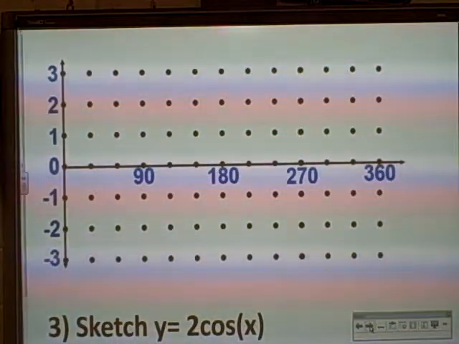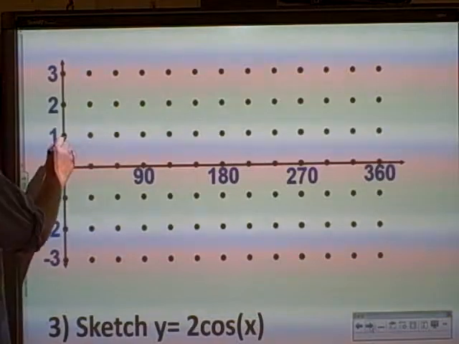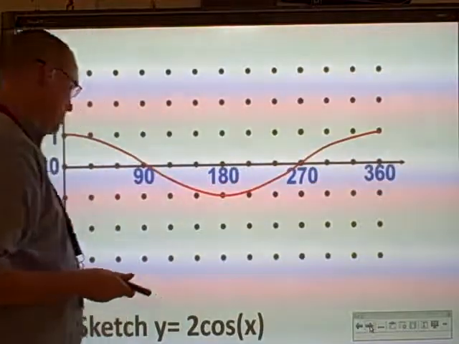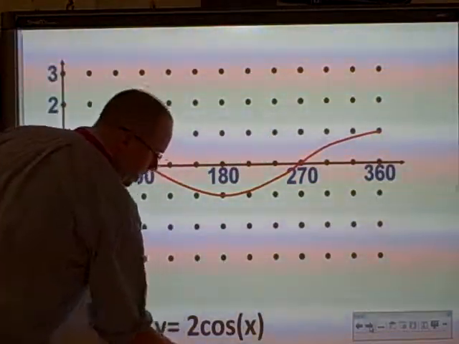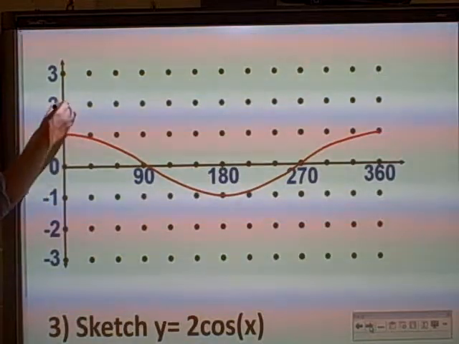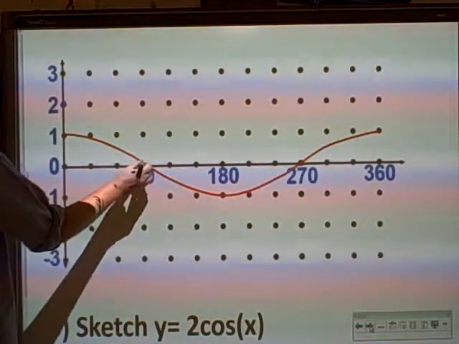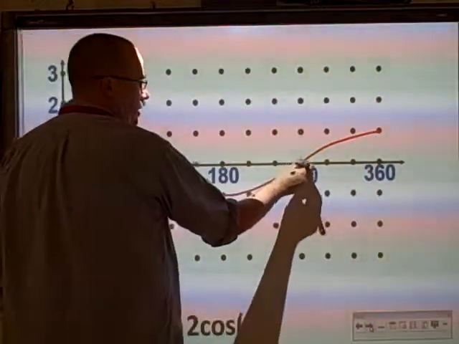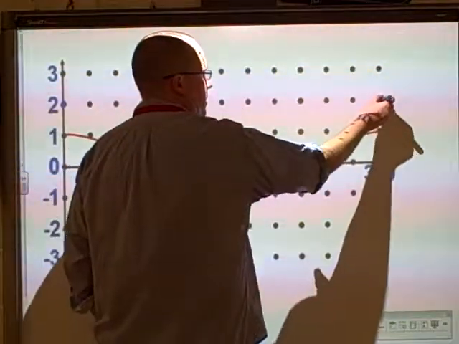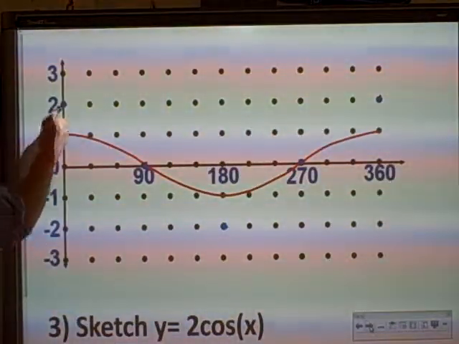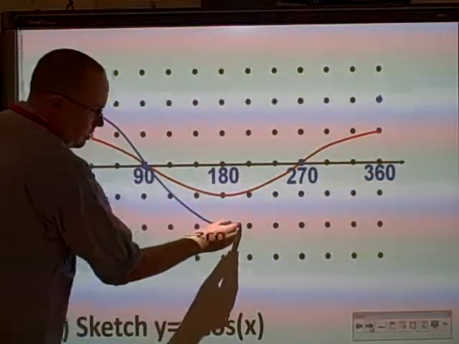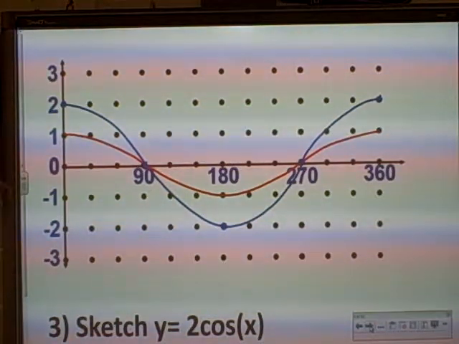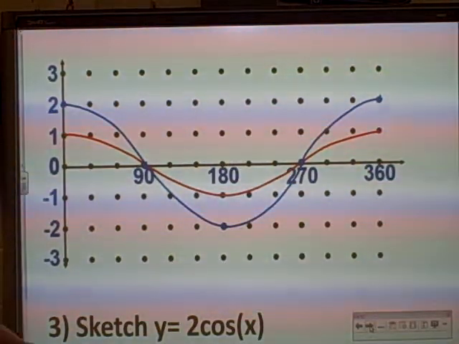2 cosine x. So we had cosine x drawn earlier, and I'm going to just draw it back in very quickly. So 2 cosine x means we're going to take each of the points and double them. So the y value is 1, so 2 times 1 is 2. 0, 2 times 0, 0. Negative 1, 2 times negative 1, negative 2. 2 times 0, 0. The y value here is 1, 2 times 1 is 2. Then we can go ahead and try and draw in that cosine shape. And that would be our graph of 2 cosine x. It's that vertical stretch that we looked at earlier.